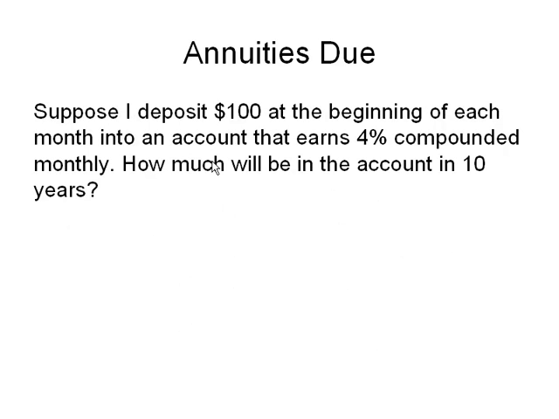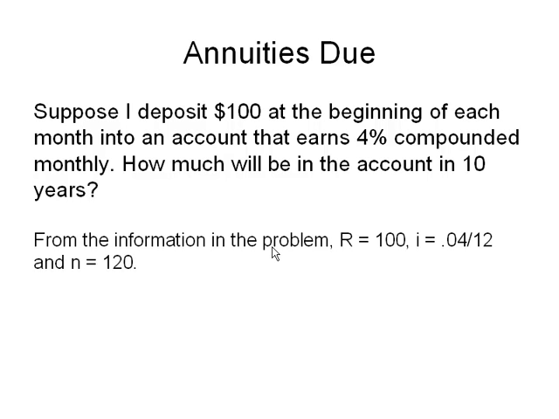So suppose I deposit $100 at the beginning of each month into an account that earns 4% compounded monthly. How much will be in the account in 10 years? Since I'm doing this at the beginning of the month, I need to go ahead and use that annuity due future value instead of the ordinary annuity future value.